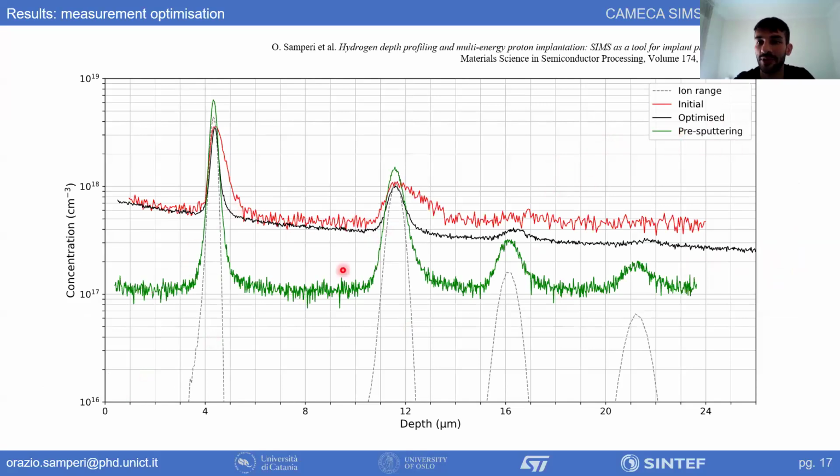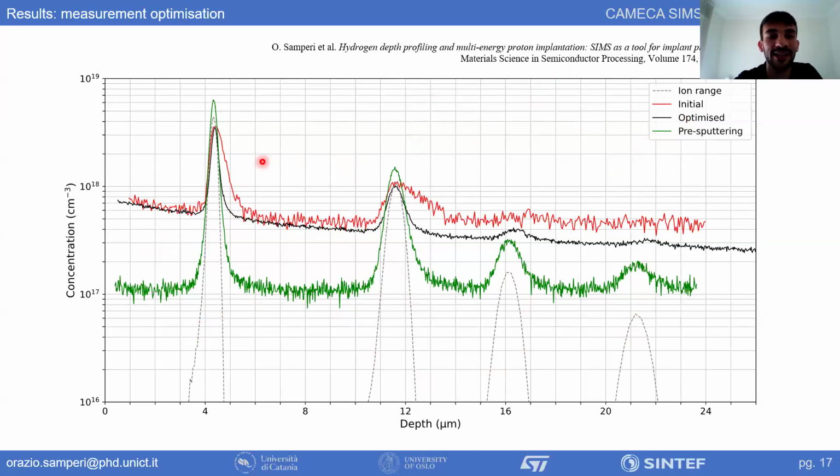So in this graph, for example, I put the measurements taken with the initial conditions, the red curve. It represents perhaps our first attempt, or one of the first trials we made. The black curve is the optimized measurement. And at the end, I put this green curve. It is the optimized measurement plus the pre-sputtering protocol we discussed a bit before. And the dashed lines are the SRAM simulations.